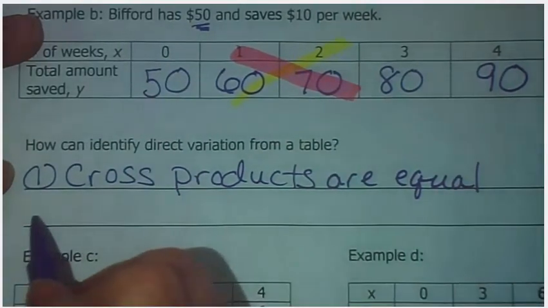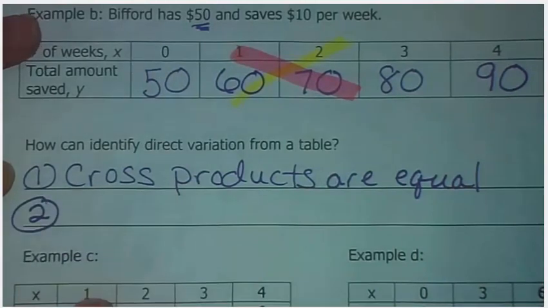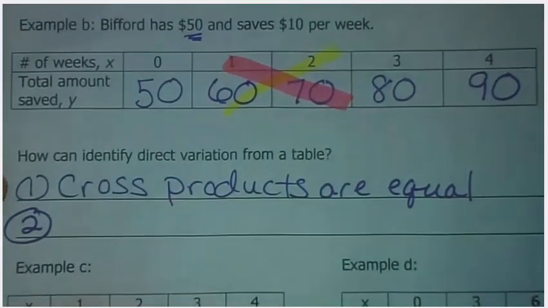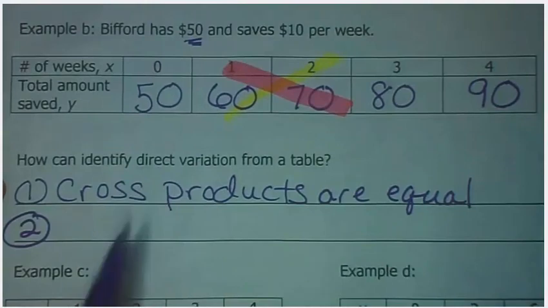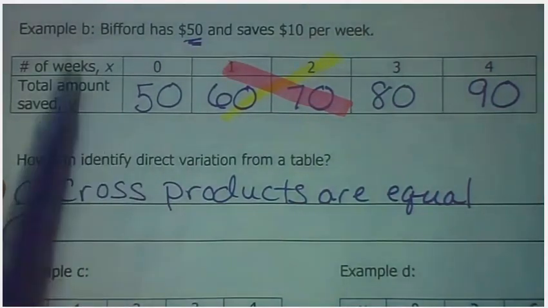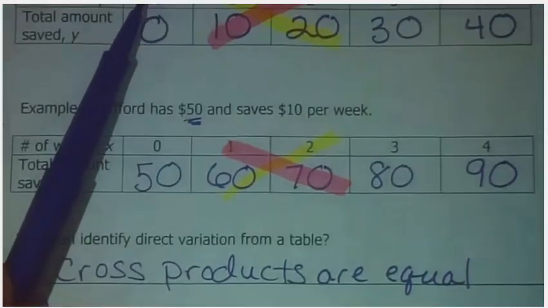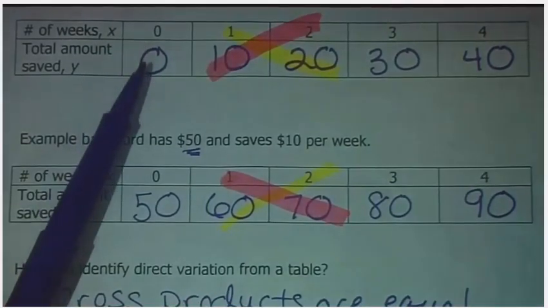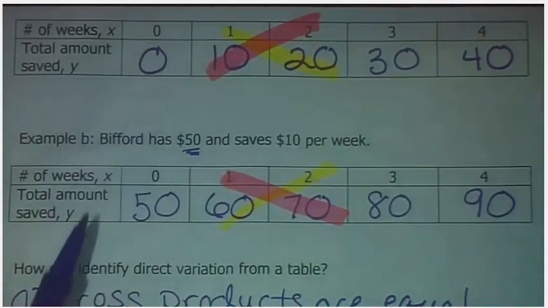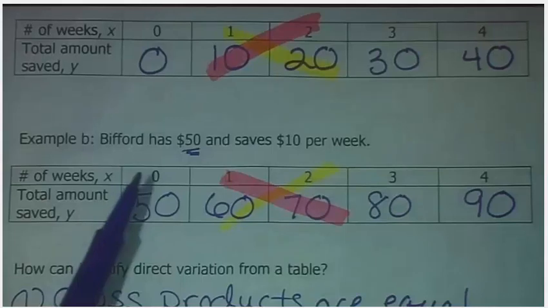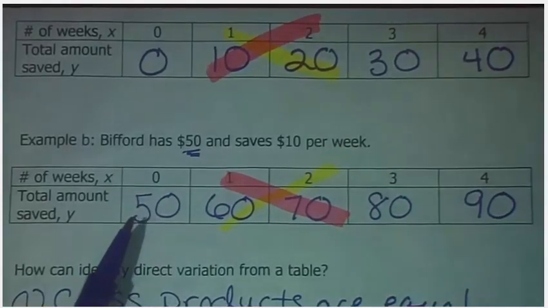There's two other things that Mrs. Trombley and I would like you to notice about these. Look at the very first column of each of their data tables. Notice that when Buffy hadn't put in any work, she didn't earn any money. But for Biff, after 0 weeks of work, he already had $50.